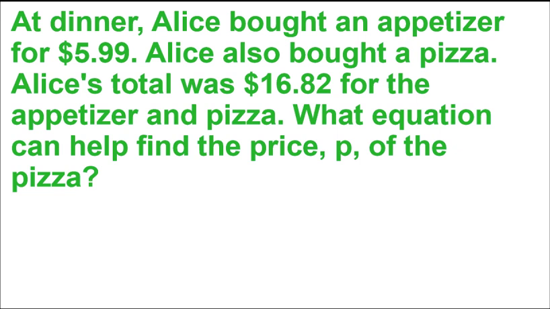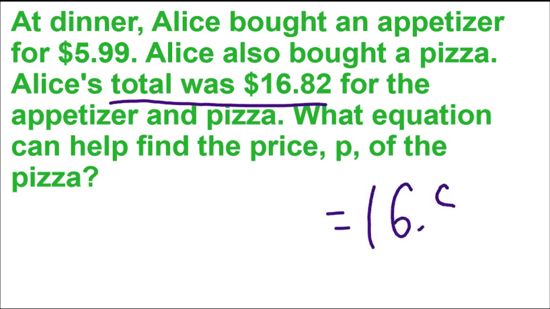At dinner, Alice bought an appetizer for $5.99. She also bought a pizza. Her total was $16.82 for the appetizer and the pizza. What equation can help find the price of the pizza? So again, these are going to be easier when they're multiple choice or easier to see, because there's a few different ways you could write this. But right here, we got a total of 16.82. So what that means is it's going to equal 16.82.